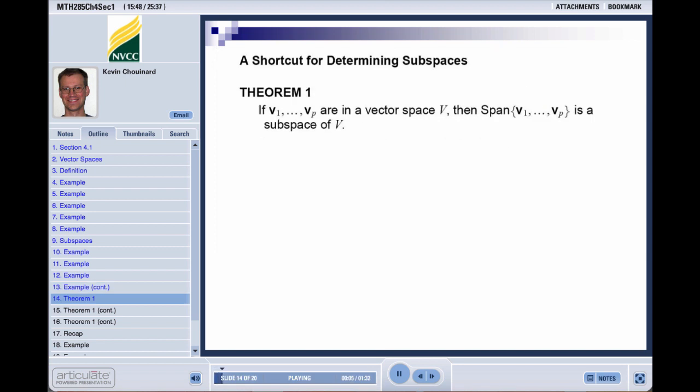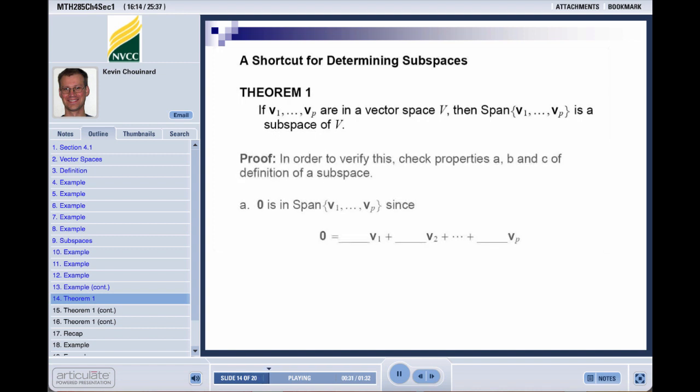Here's a shortcut for determining subspaces. If v1, v2, etc., all the way through vp are vectors belonging to vector space V, then the span of that collection of vectors is a subspace. So what we're saying is that if you just take some vectors and look at their span, you automatically get a subspace. All right, well, let's try to check this out.